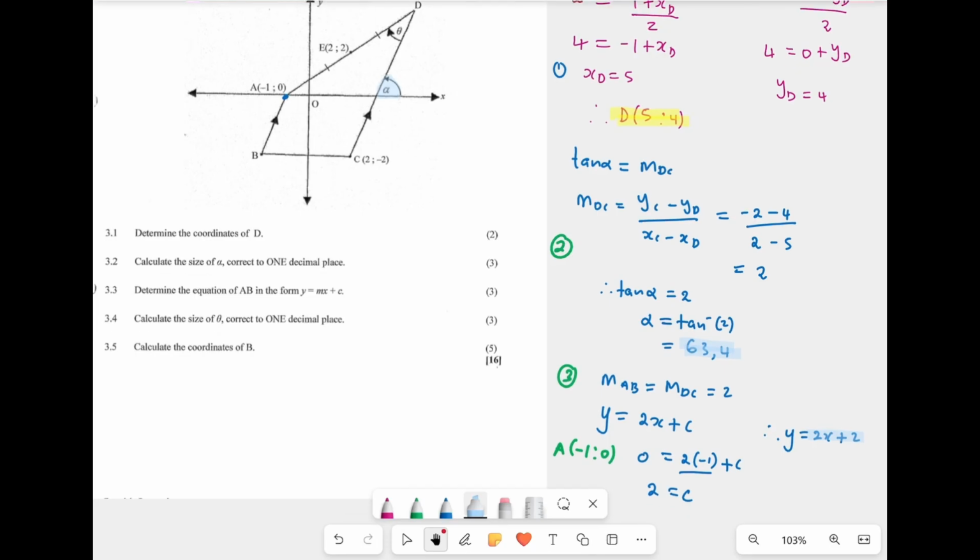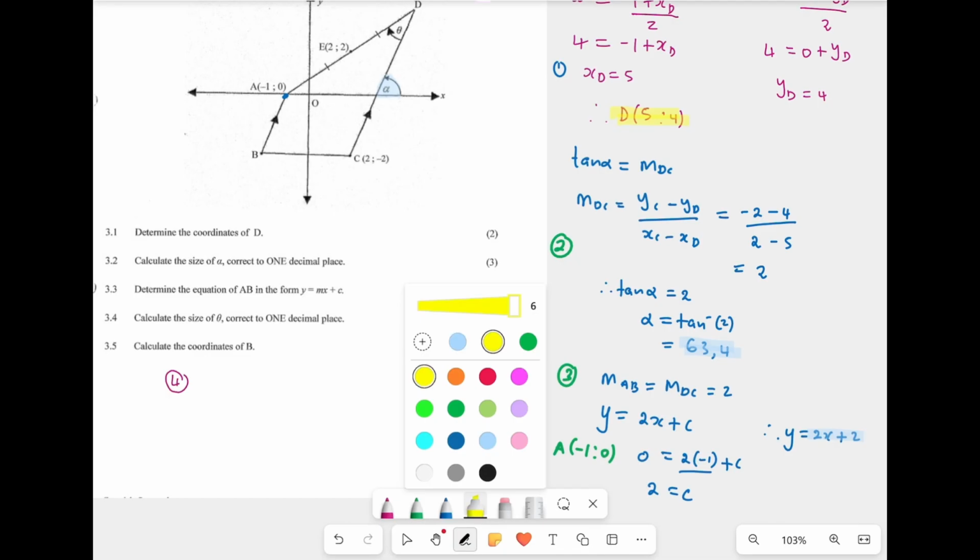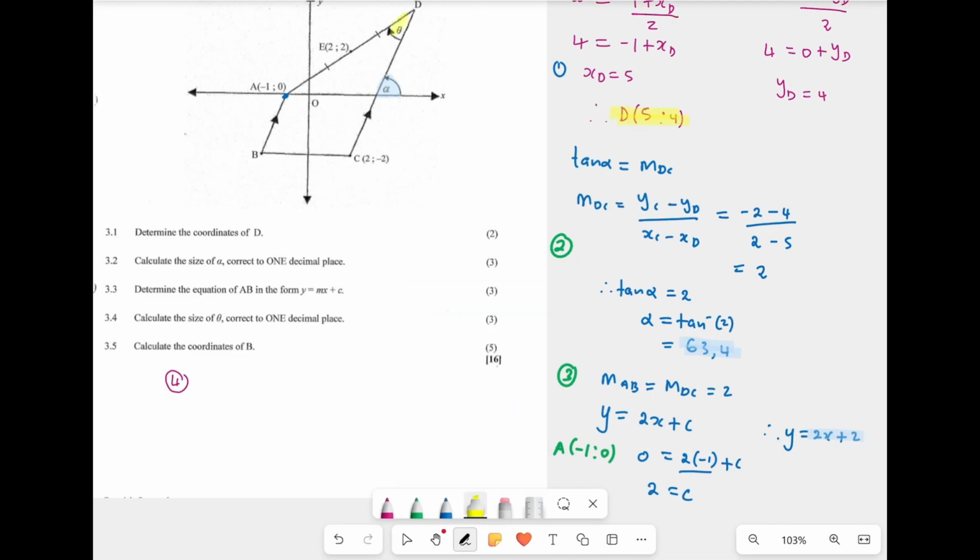Okay. And then number 4. Number 4. Okay, let me write it here. Number 4, we are required to calculate the size of angle theta, correct, to 1 decimal place. Now, you will notice that angle theta is in this triangle here.